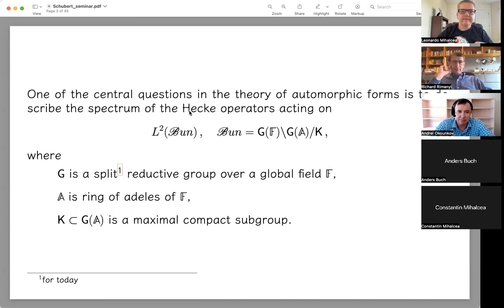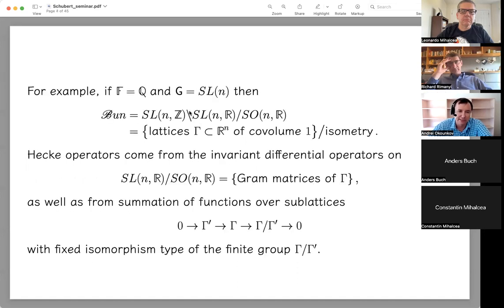This is some set and has a natural measure, so it's natural to study L2 of that measure. In particular, many people would like to decompose the L2 with respect to the action of something called Hecke operators, and so on. We'll see what this thing is. But like I said, it's best to turn to examples.